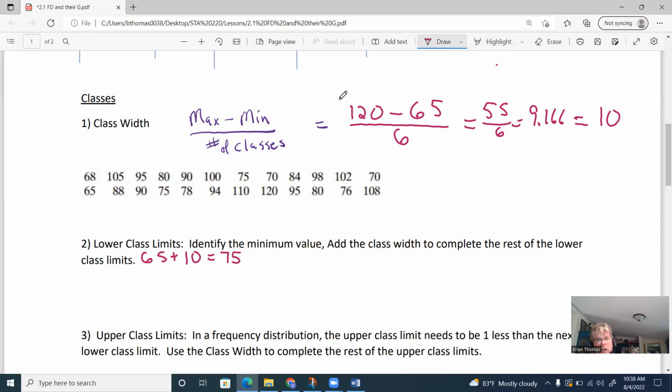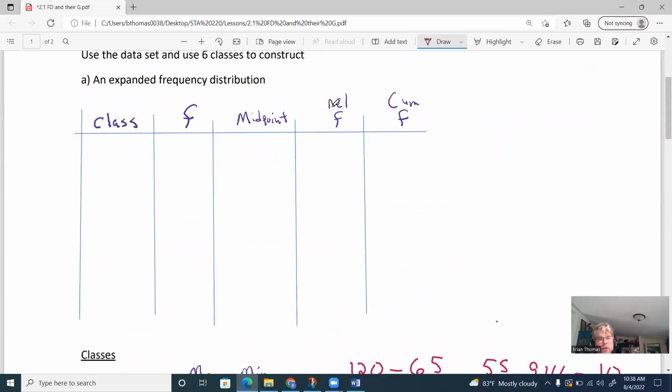So I'll go up to my table up here. I'm starting to get some information. My lower class limit, the first one, we just start with the minimum value, which is 65. To get my next class limits, I add the class width to that. So notice how I got that 75 down there. We just keep adding 10 until we have 6 classes. So I have 85, 95, 105, and 115. That's 1, 2, 3, 4, 5, 6 classes. So those are my lower class limits.